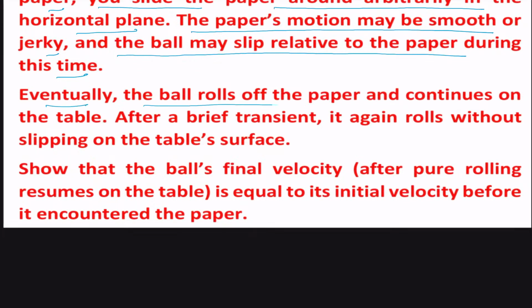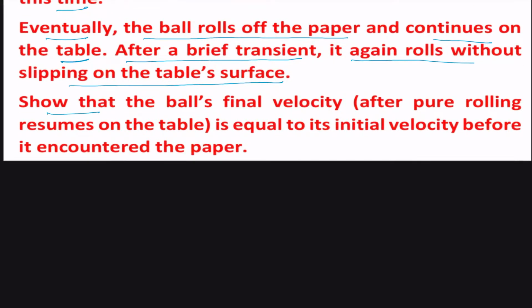The paper's motion may be smooth or jerky, and the ball may slip relative to the paper during this time. Eventually, the ball rolls off the paper and continues on the table. After a brief transit, it again rolls without slipping on the table surface. Show that the ball's final velocity after pure rolling resumed on the table is equal to the initial velocity before it encountered the paper. The statement is a lengthy one, but it basically means that when the ball is rolling, before coming onto the paper and after moving out of the paper, there is no change in velocity. This is the basic question.